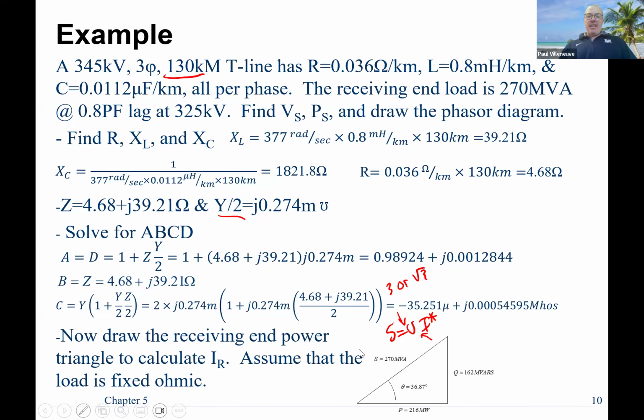So I'm going to go ahead and draw my power triangle. And I'm given S as 270 MVA. I've been given the angle between P and S because I know what the power factor is. And SOHCAHTOA tells me what that angle is going to be. So then I can just use my trig identities to calculate P and Q. So now I know what P and Q are.